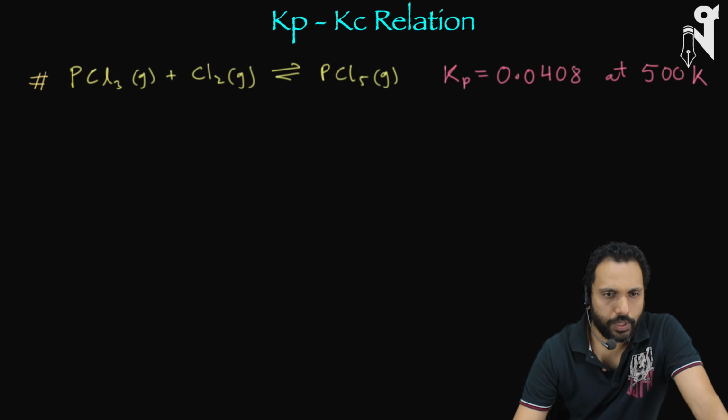So this is a sample question, a very easy one. You can try it out. What is given is your Kp value. All are gases. So it's simple. You have to balance it.